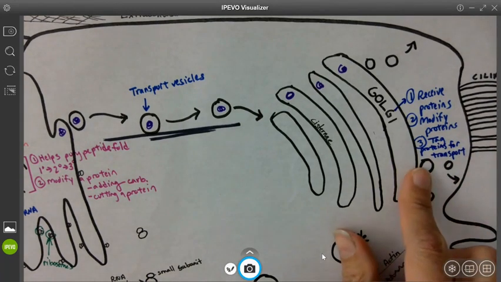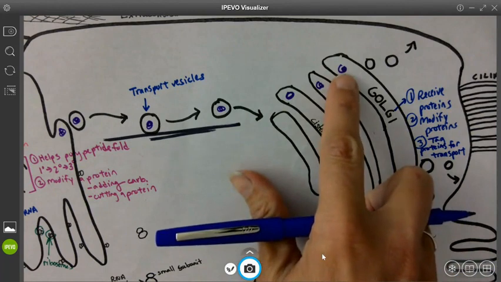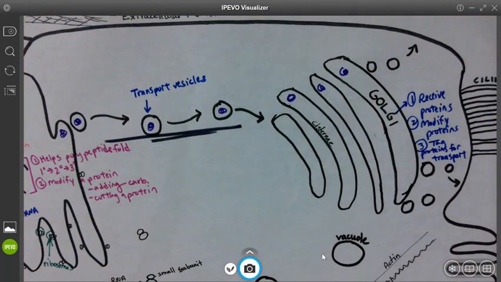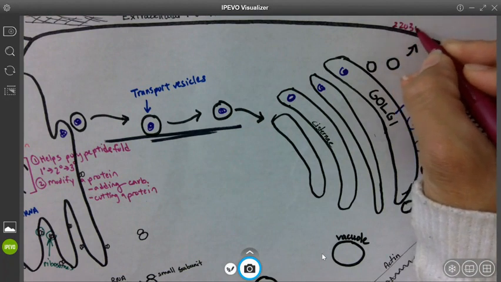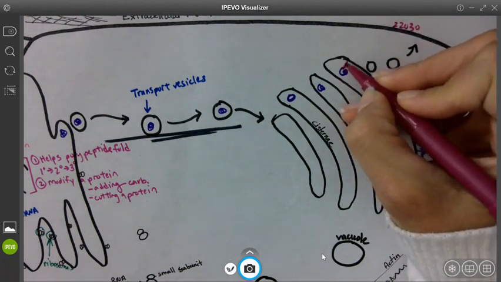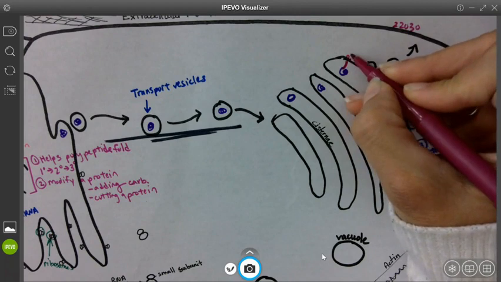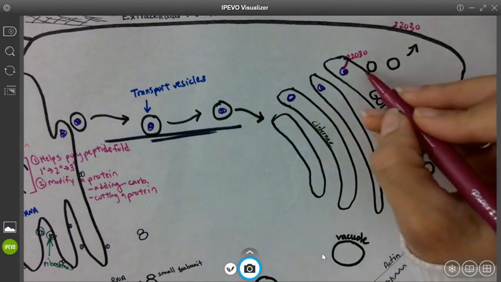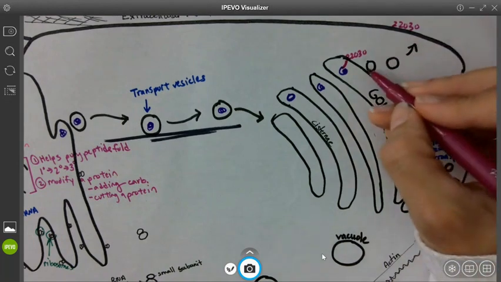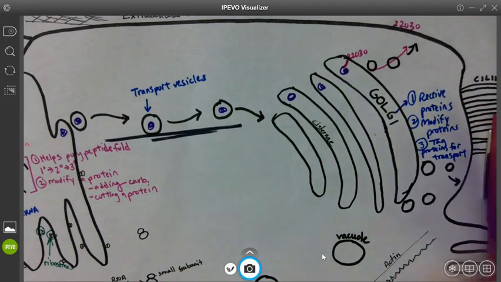So it's almost like giving the protein a zip code. Let's say we want this protein to go to the cell membrane. Maybe the cell membrane zip code is 22030. We tag this little protein with the zip code 22030, and then that protein knows that it needs to be taken to the cell membrane to become a membrane protein.